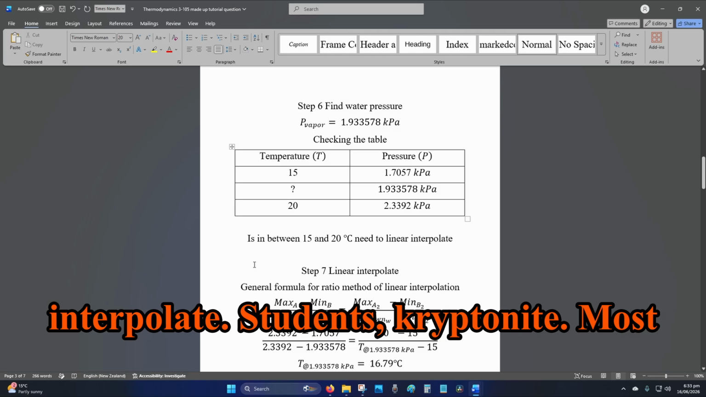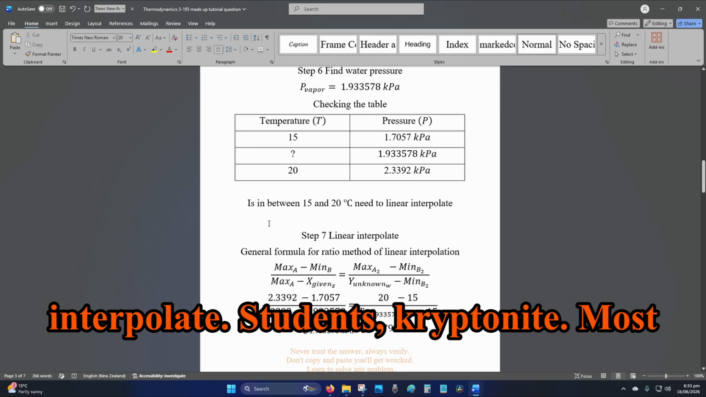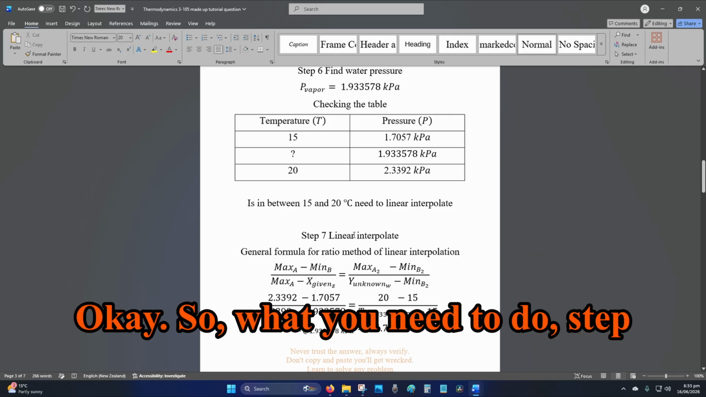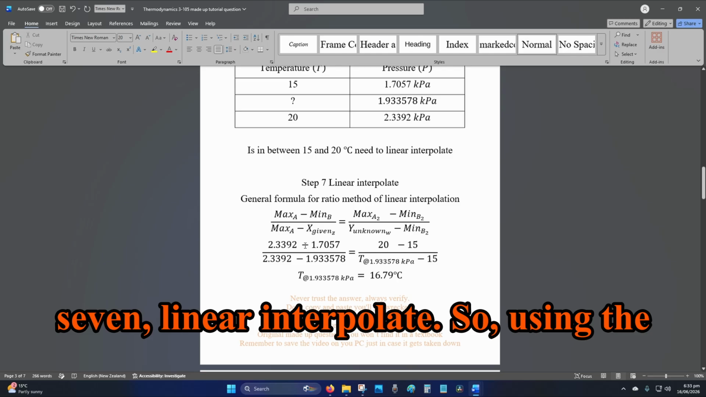Students, kryptonite. Most students don't like linear interpolating. Okay, so what you need to do, step 7, linear interpolate.